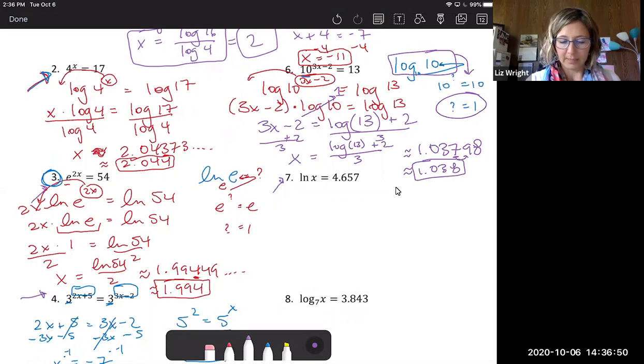All right, next one. We have our x in the argument. So let's do a conversion where we're going to convert it into exponential form. My base for a natural log is e, so it's going to be e to the 4.657 equals x. So I'm going to put that one in my calculator too. You do it as well.